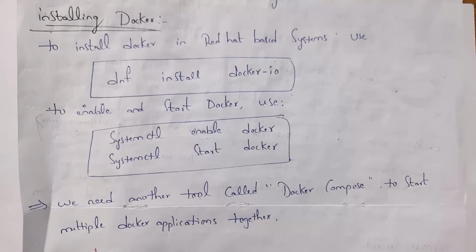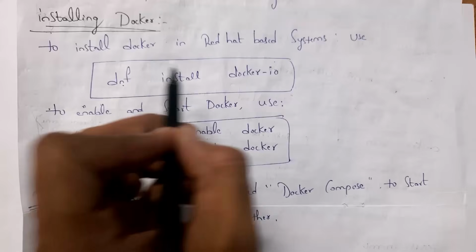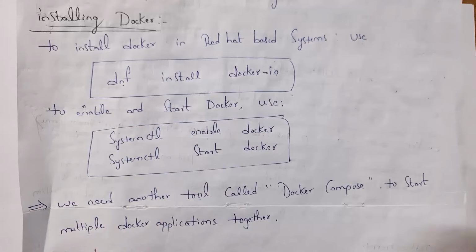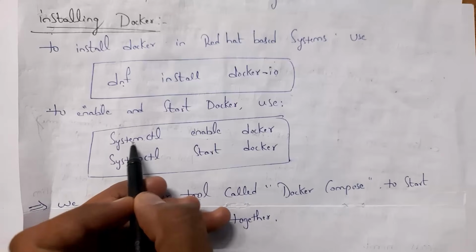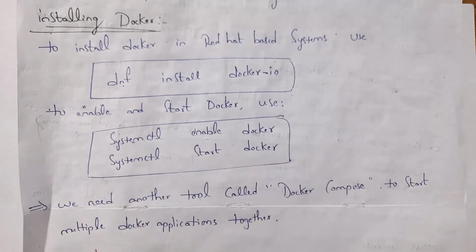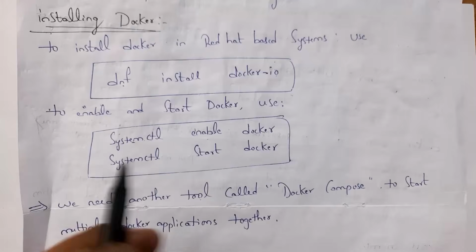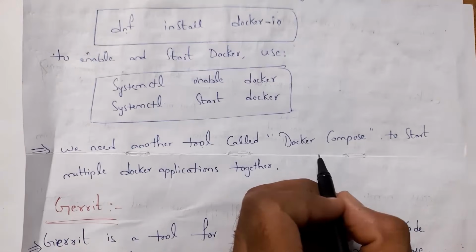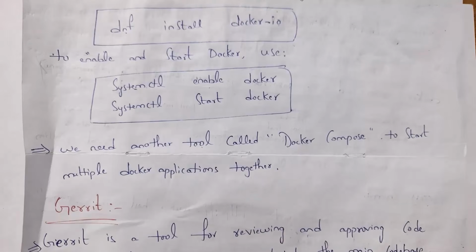Guys, in order to install Docker in Red Hat based systems, you need to use this command: dnf install docker-io. And in order to enable Docker, you need to use this command: systemctl enable docker. And in order to start Docker software, you need to use this command: systemctl start docker. Guys, there is also another tool called Docker Compose. By using this tool, we can run multiple Docker applications together.